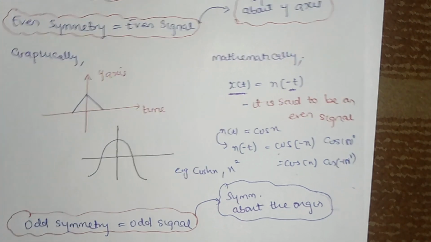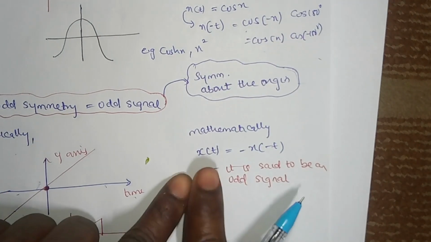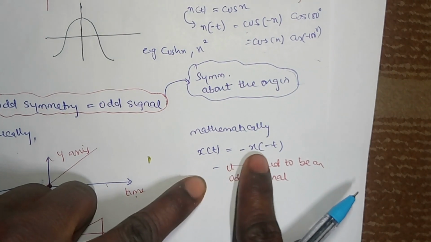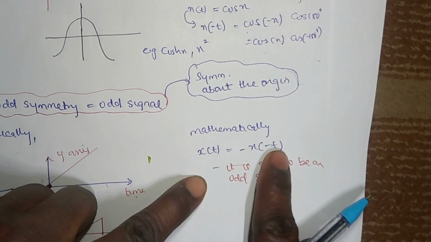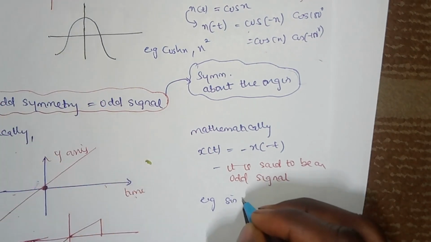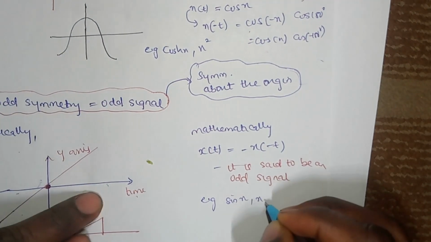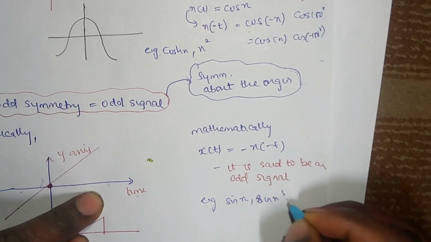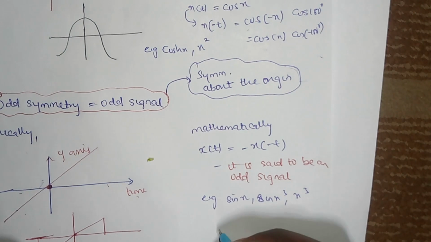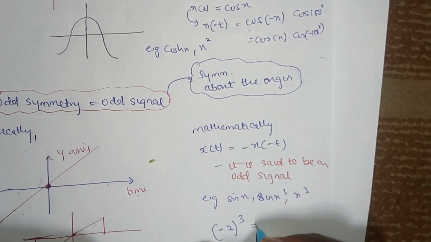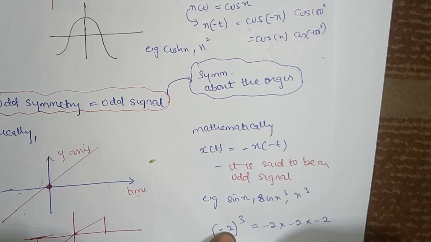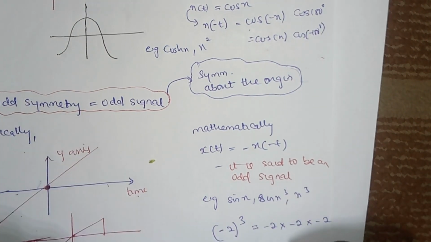Now mathematically for an odd function, x of t, when you apply the same principle as we applied here, we're going to have minus x of minus t. You get the point? An example of an odd signal is sine, and you know what a sine does. We have x cubed. These are odd. By having, let's say, minus 2 cubed, it's like saying minus 2 times minus 2 times minus 2. We end up having minus 2 times 2, 4 times 2, 8, minus 8.